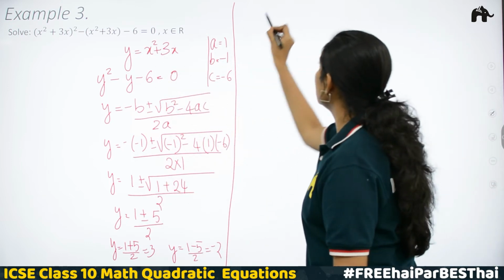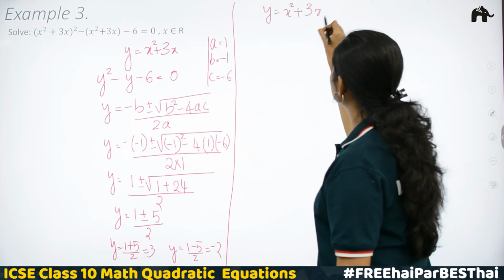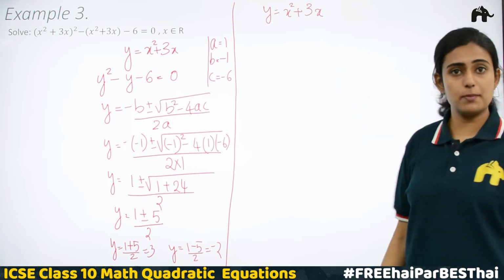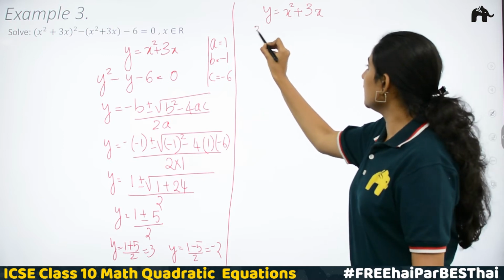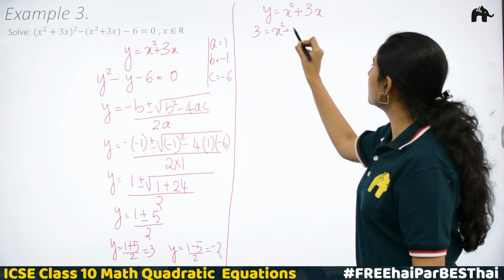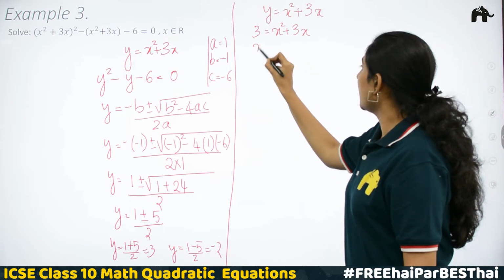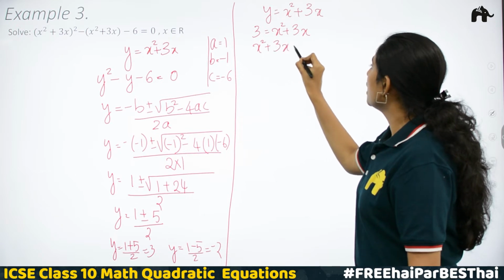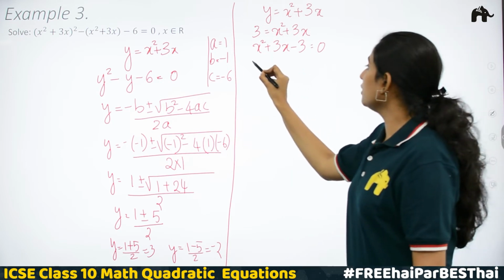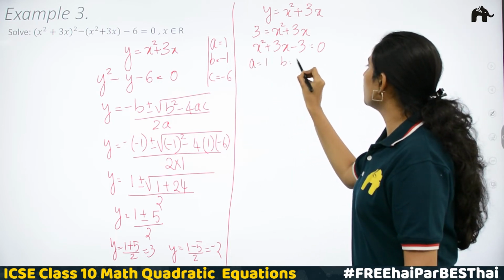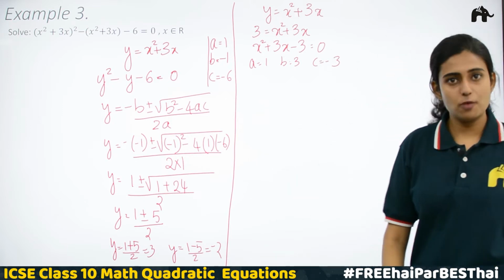We have y = x² + 3x. Substitute y = 3 here. We get 3 = x² + 3x. When you rearrange this, you get a quadratic form: x² + 3x − 3 = 0. This is the standard quadratic form. Here a = 1, b = 3 and c = −3.